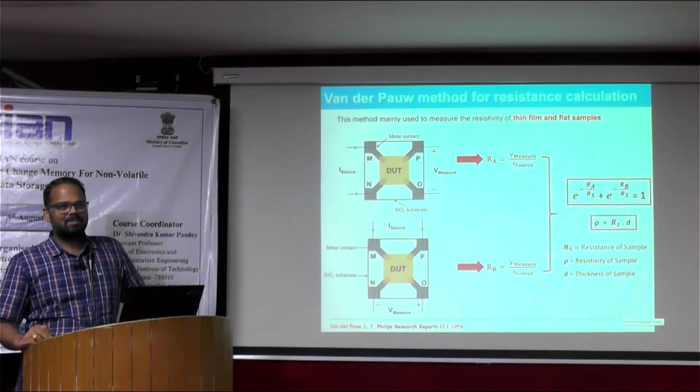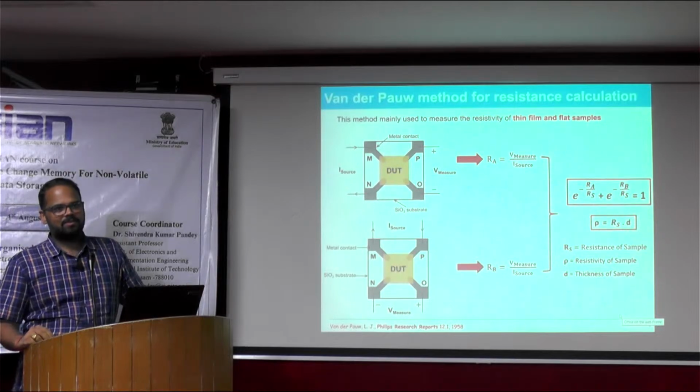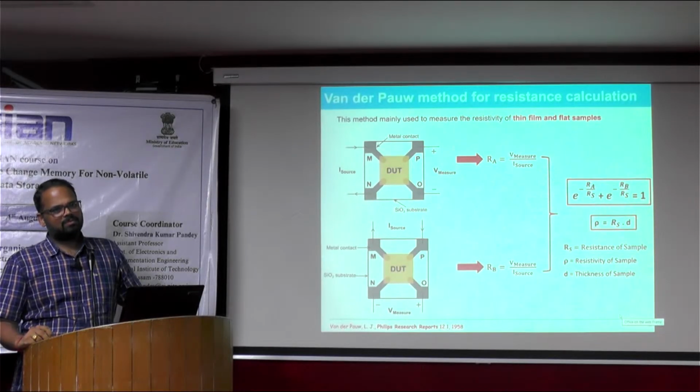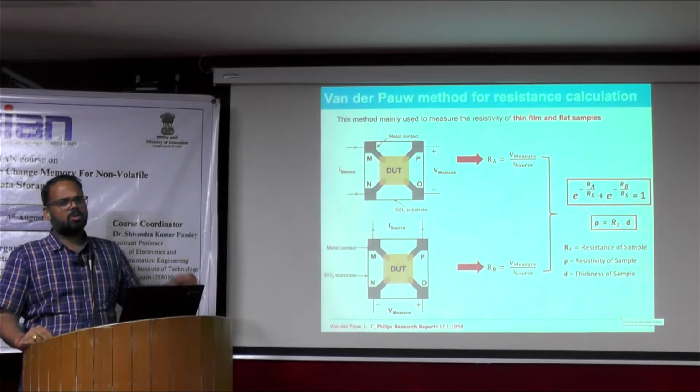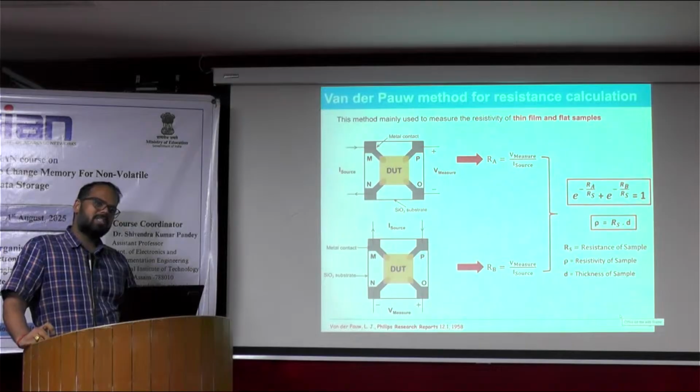We took the 4 points on the sample, and then we sourced the current from A to B and measured the voltage from C to D. In the other case, we do the reverse. Then we get two values of the resistance, RA and RB, and then we average them. Okay, so how are you changing the terminal? How are you changing the terminal?